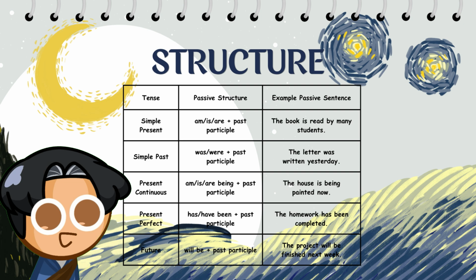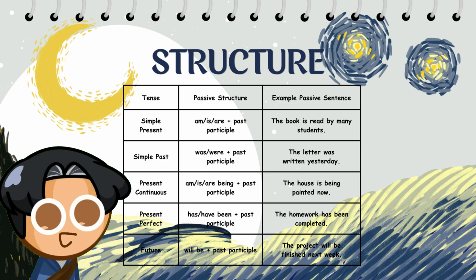Present perfect. For the structure, has, have been plus past participle. For the example, the homework has been completed. Has been shows it was completed recently, and completed is the past participle. The homework is the focus.